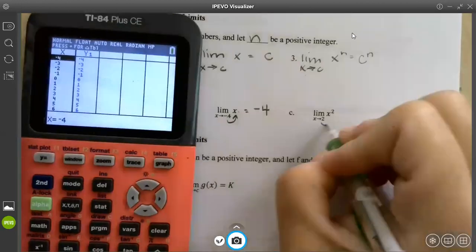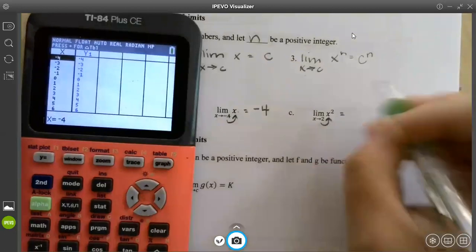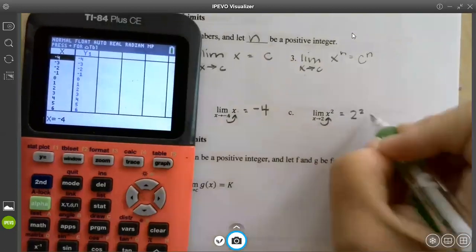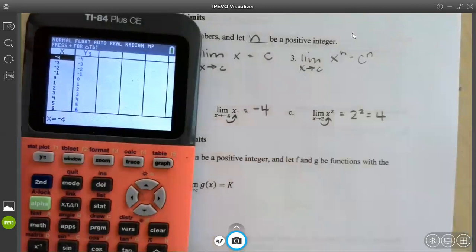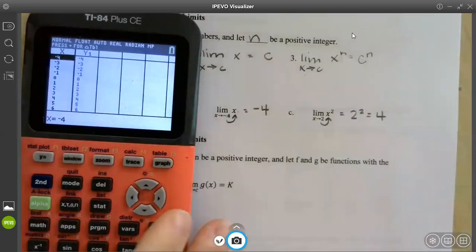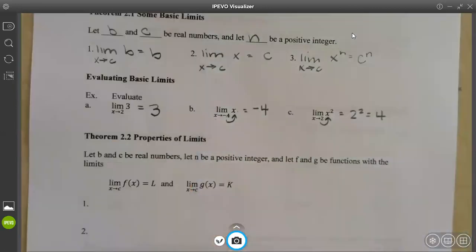The next one, same thing, we're going to use direct substitution. So we get 2 squared, or 4. Is everybody okay so far? Pretty simple.